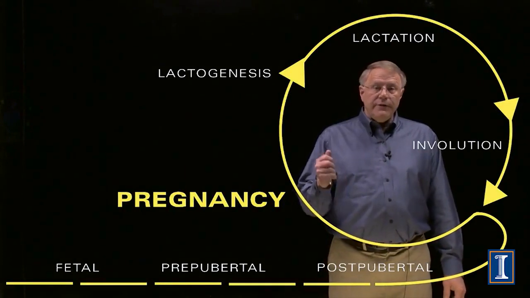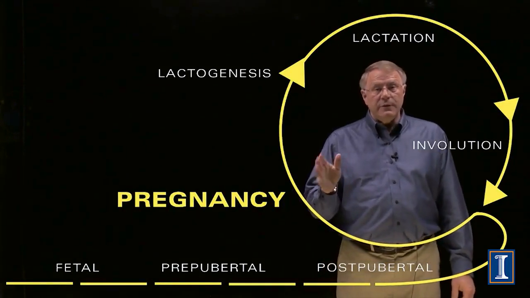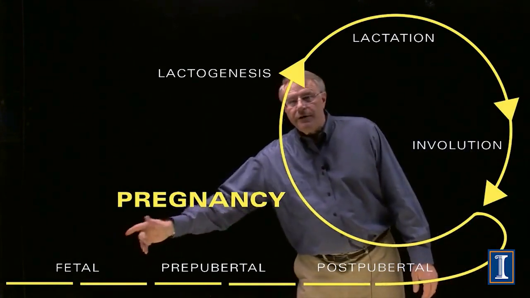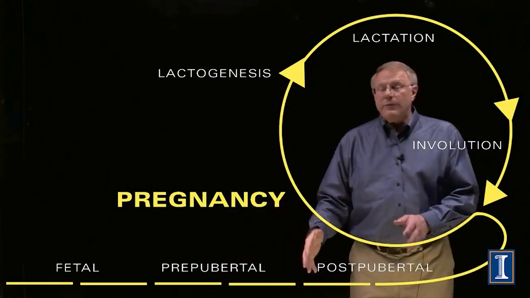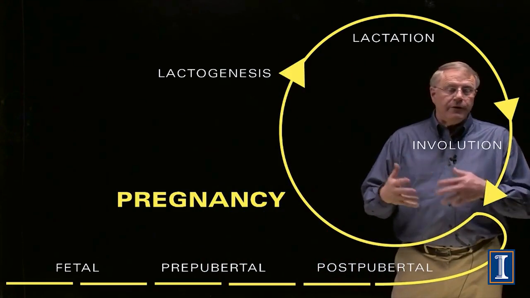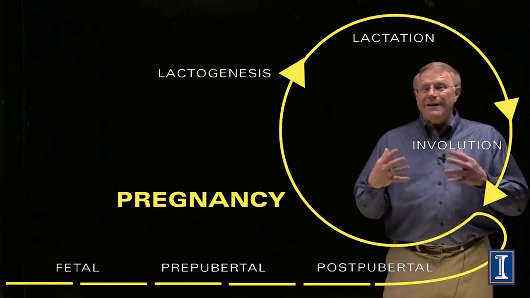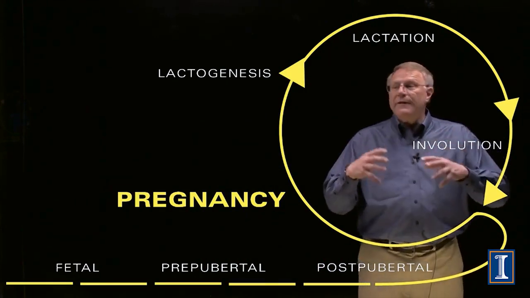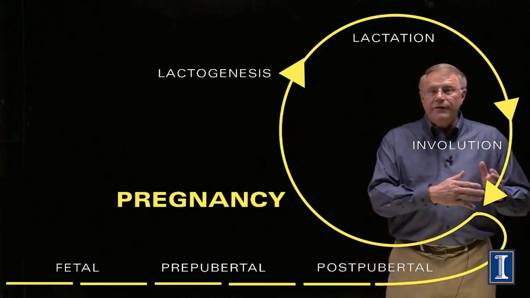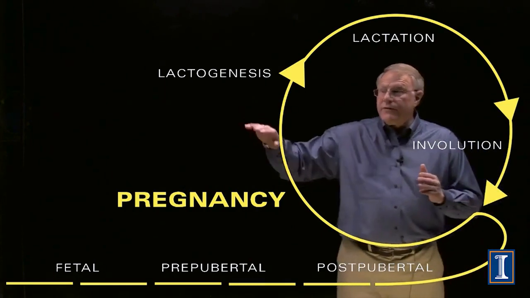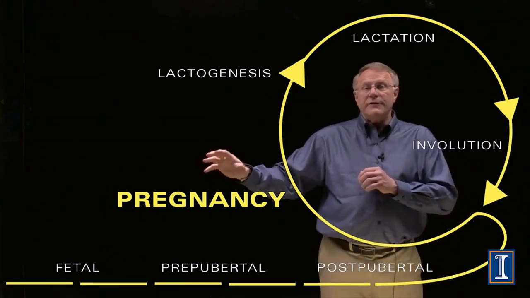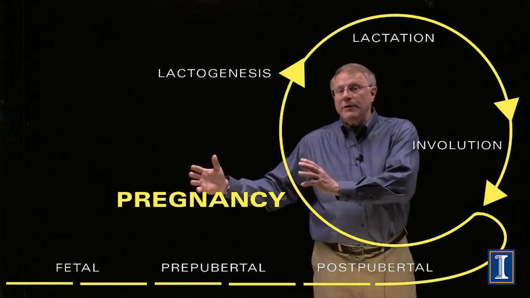In our previous videos in the mammary development module, we have explored different stages of mammary development, including the fetal stage and the prepubertal stage. Remember, during the postpubertal stage, the animal's going through reproductive cycles. So we're really getting into that reproductive part of the animal's life. When she conceives, pregnancy starts, and then eventually we'll get into the rest of the cycle.